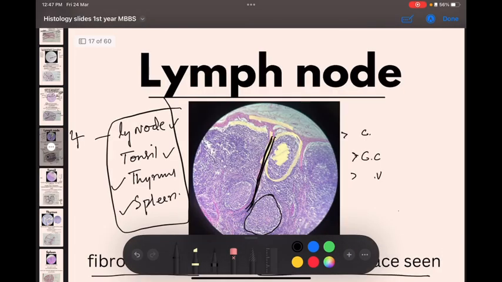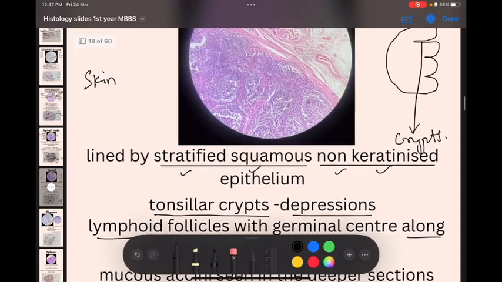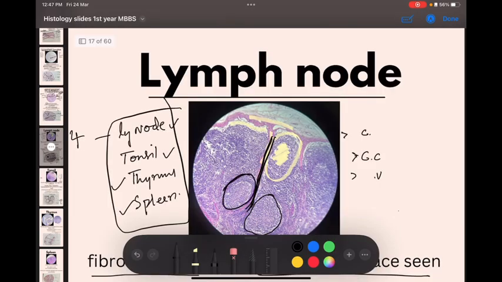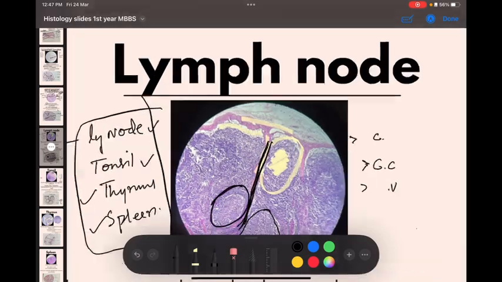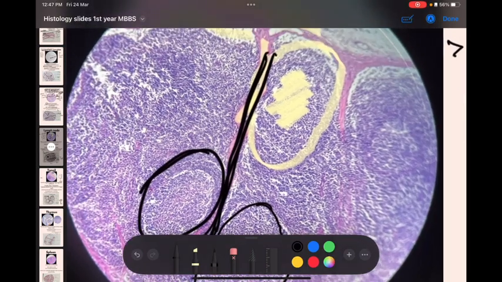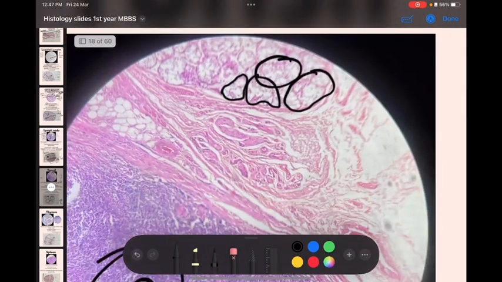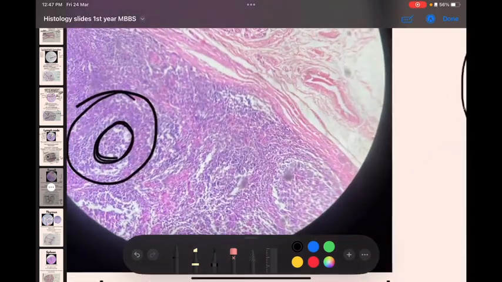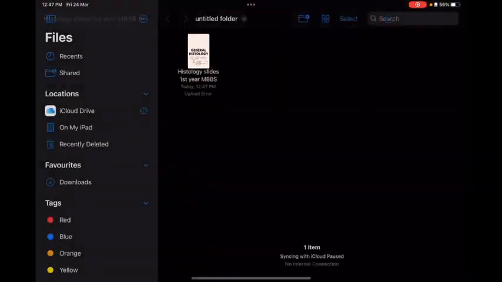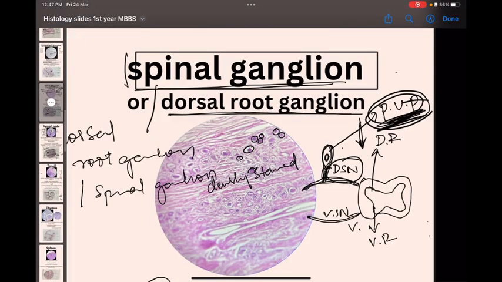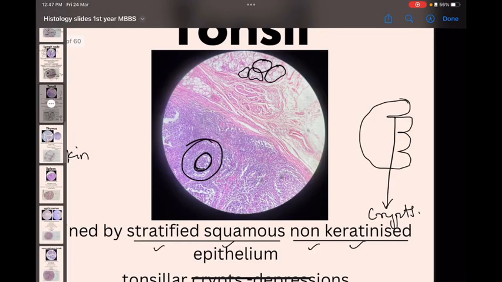Lymph node, tonsil. This also has lymphoid follicles, but this does not have mucus acini. There is no mucus acini here, and there is the presence of trabeculae here. There is no trabeculae in the tonsil. See, where is trabeculae? No trabeculae. That's how easy it is to differentiate between a tonsil and a lymph node.